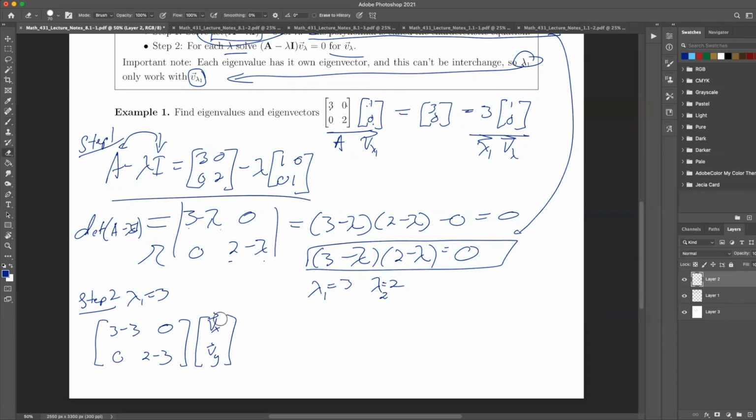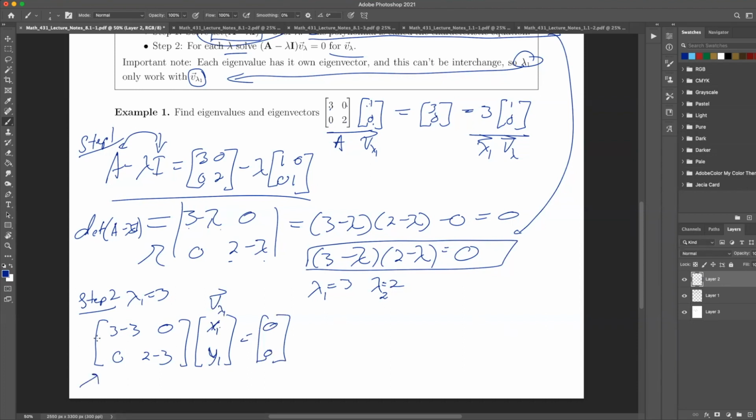In fact, these aren't vectors anymore. Just to make our lives easier, let's call this x1 and y1. This will be our v lambda 1. And here I'll have x1 and y1 to represent that, equal to the 0, 0 vector. Okay, so what is this saying?